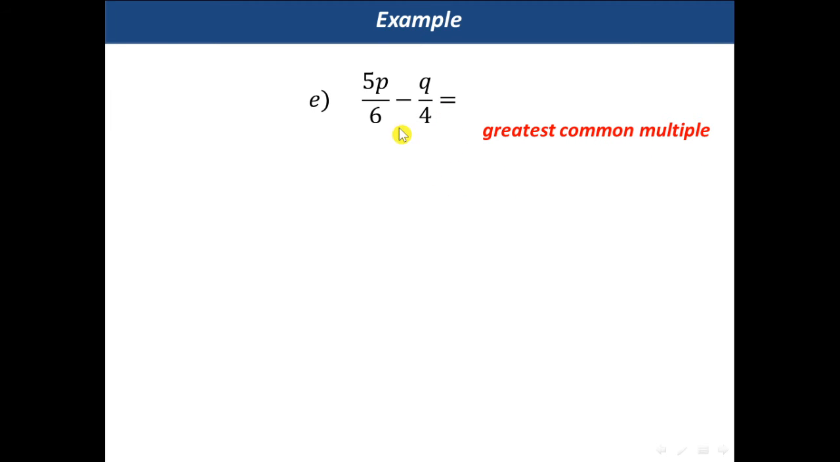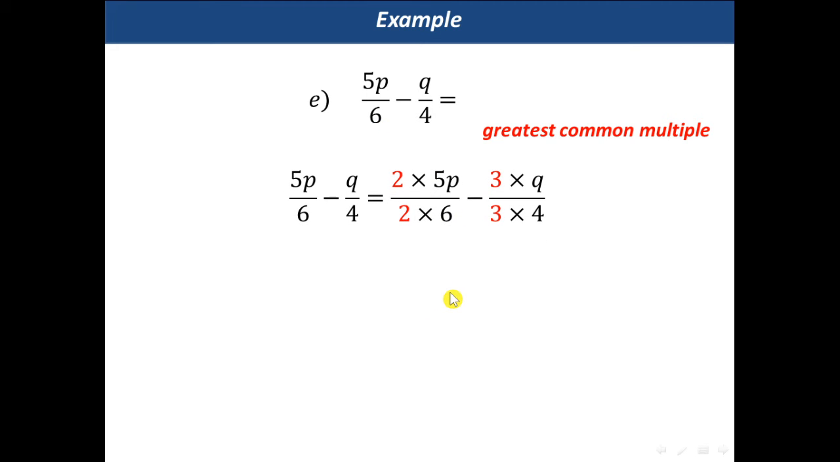So I do 4 times 1 is 4, 4 times 2 is 8, 4 times 3 is 12. And for the 6, 6 times 1 is 6, 6 times 2 is 12. So 12 is the lowest common multiple. So for this one I multiply 5 by 2 and I multiply 6 by 2. Why do I multiply 6 by 2? So that I get 12. And I multiply 4 by 3, so I can get 12.